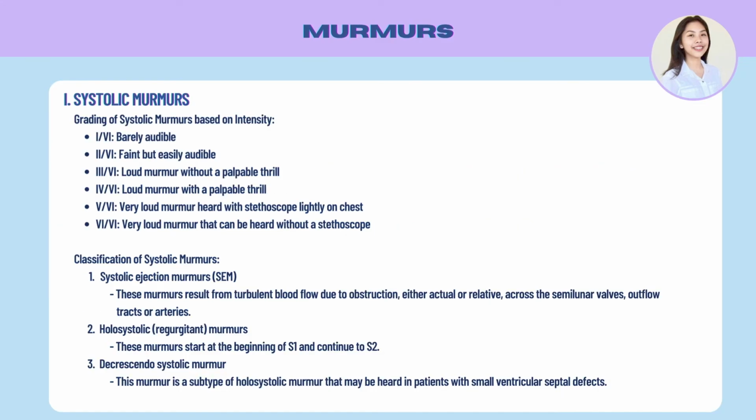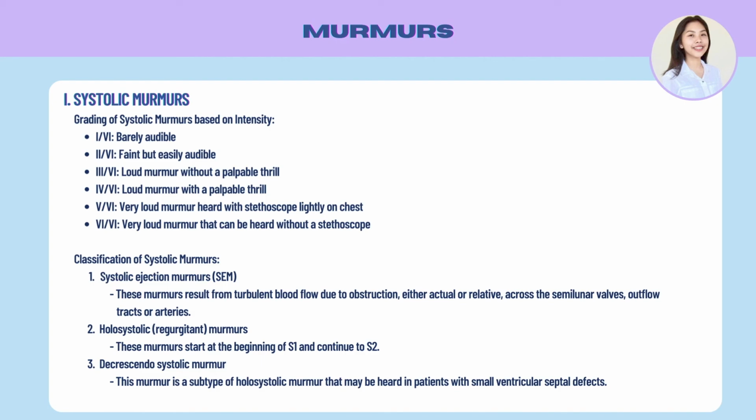For the first type of murmur, we have systolic murmur. Systolic murmurs may be graded based on their intensity. Grade 1 murmur, which is barely audible. Grade 2, which is faint but easily audible. Grade 3, loud murmur without a palpable thrill. Grade 4, loud murmur with a palpable thrill. Grade 5, very loud murmur heard with stethoscope lightly on the chest. And lastly, Grade 6, which is a very loud murmur that can be heard without a stethoscope.